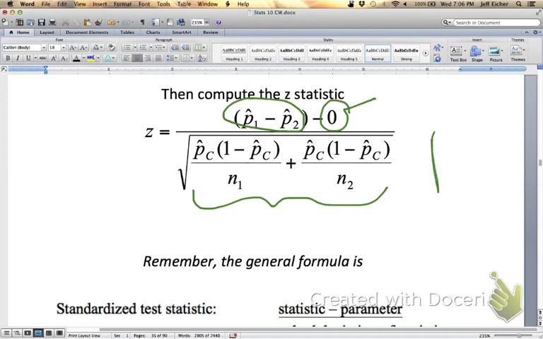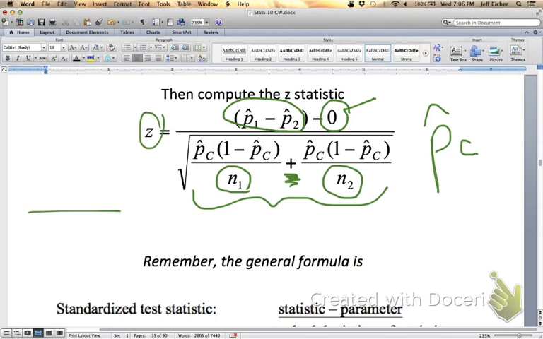Notice, however, that these have the combined proportion for each of the p-hats. N1 is the first sample, N2 is the second sample. And you are adding. And it gives you a test statistic, a Z-score as it were, a Z statistic. With that, it gives you a Z statistic, which is like right here.